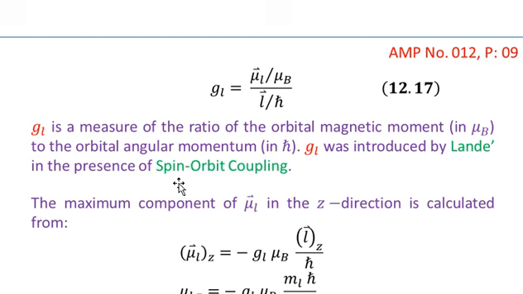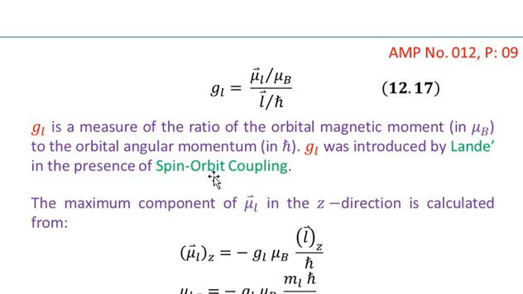So you see that so far I have not talked about the spin orbit coupling because so far I have not introduced the spin quantum number or the spin magnetic moment or the spin angular momentum. So I cannot talk about spin orbit coupling yet. But just remember that Landé introduced g_L through the concept of spin orbit coupling. I shall be explaining spin orbit coupling maybe in the next lecture.